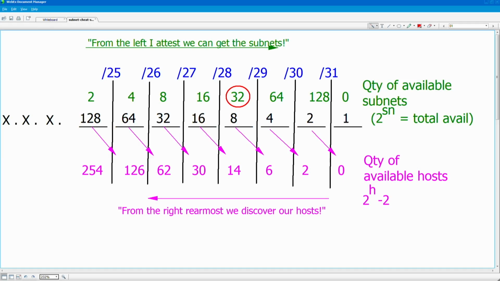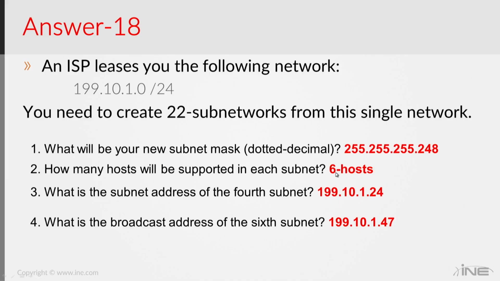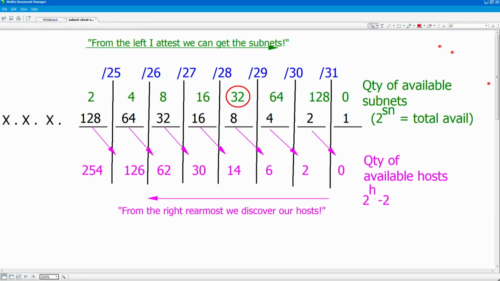And indeed, that was this correct answer right here, 6 hosts. Now, one other thing you can use this for was the subnet address of the 4th subnet. If I go back to this, once I know where my dividing line is, like for example, /29, the dividing line is right here between where the network ends and where the hosts begin.